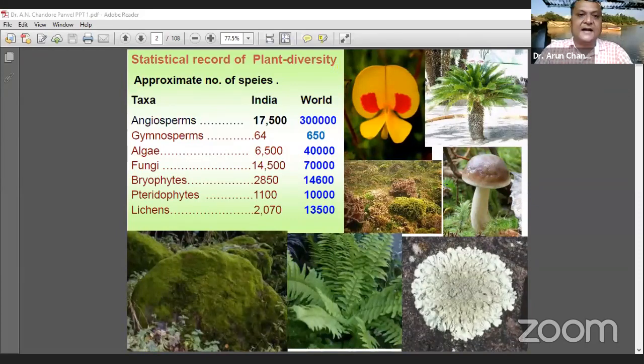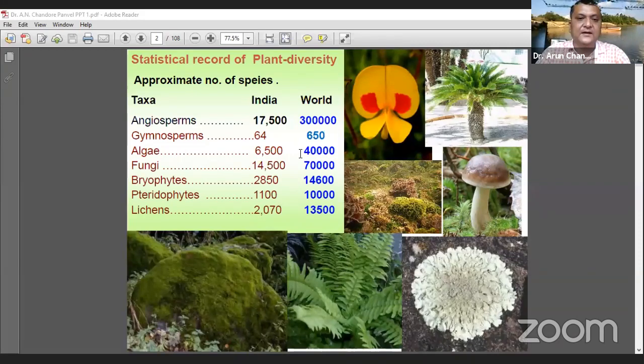Here is the statistical record of plant diversity, the approximate number of species found on our planet as well as in India. Angiosperm is dominant, with about 3 lakh species, and near about 17,500 species are reported from our country. Angiosperm is the captain of present-day diversity. About 20 to 60 species depend on a single tree species for their survival. Then gymnosperm, about 650 species, and 64 species are reported from India. Recently one species, Cycas andamanica, was reported from Andaman and Nicobar Islands.